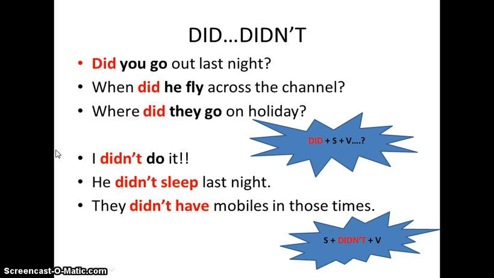A few examples for the negative form. I didn't do it. He didn't sleep last night. They didn't have mobiles in those times, so it's exactly the same. It's very easy. Subject, didn't, and your verb.